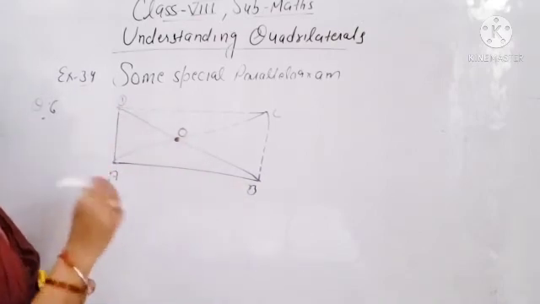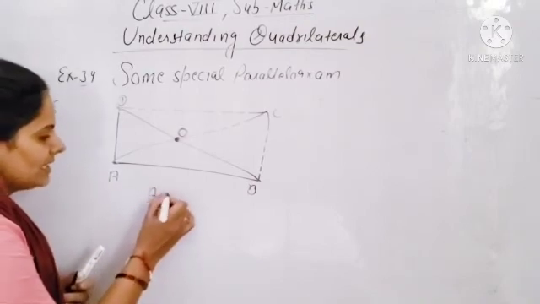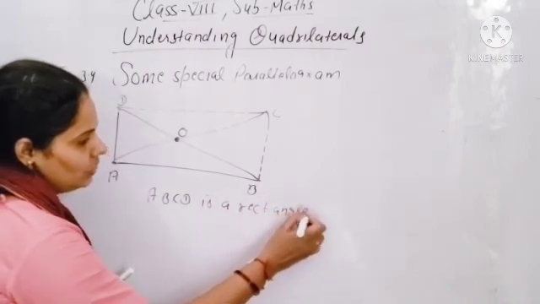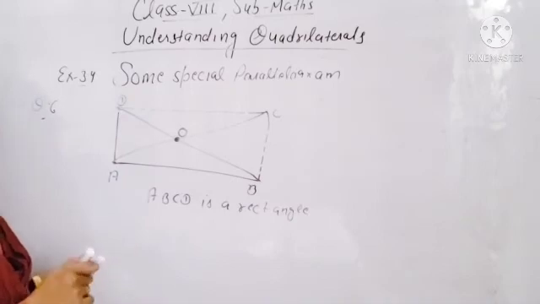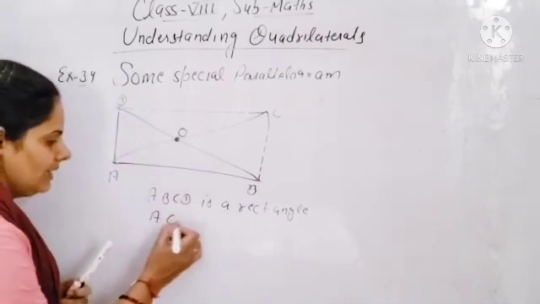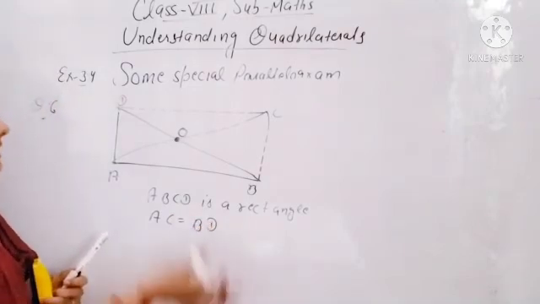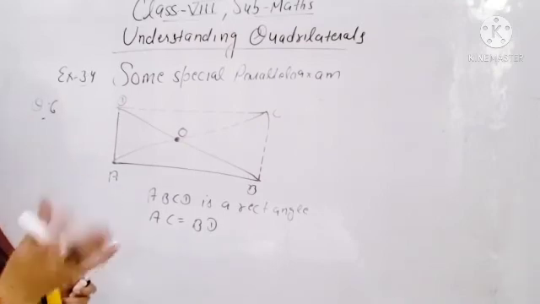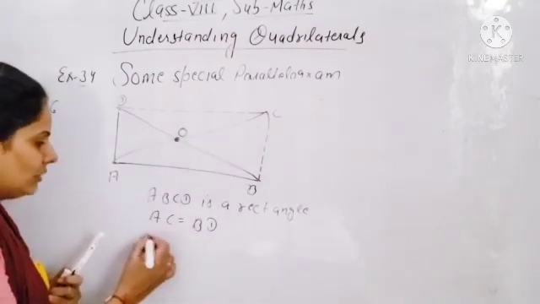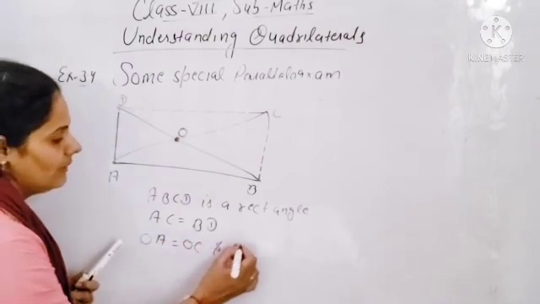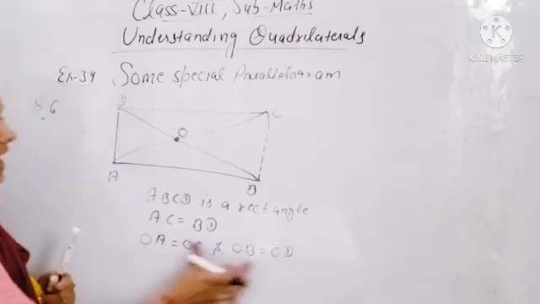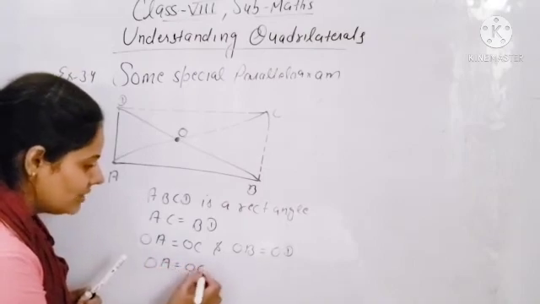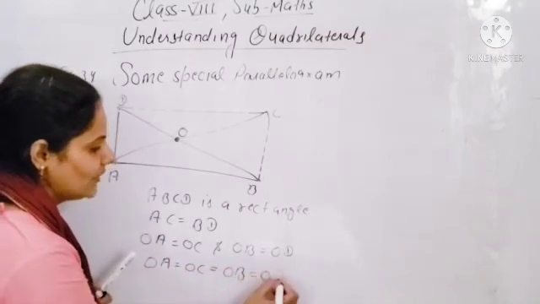You have to tell. I have told the property of rectangle: if ABCD is a rectangle, the diagonals are equal in length, so AC equals BD. If you take half of that, the halves will also be equal, and the next property you can apply is that diagonals bisect each other. It means OA equals OC and OB equals OD. If half parts are equal and total parts are equal, then OA equals OC equals OB equals OD.